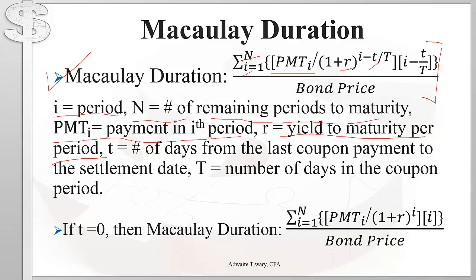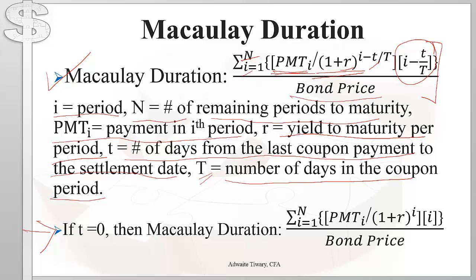Little t is the number of days from the last coupon payment to the settlement date. Note that if the settlement date is the same as the coupon payment date, then little t is 0, and this formula will greatly simplify. The uppercase T is the number of days in the coupon period. It could be 6 months, it could be a year, it could be quarterly. Now what we're doing here is we are taking the present value of the coupon payment using this term, multiplying it by the period here, and weighing it by the bond's full price.